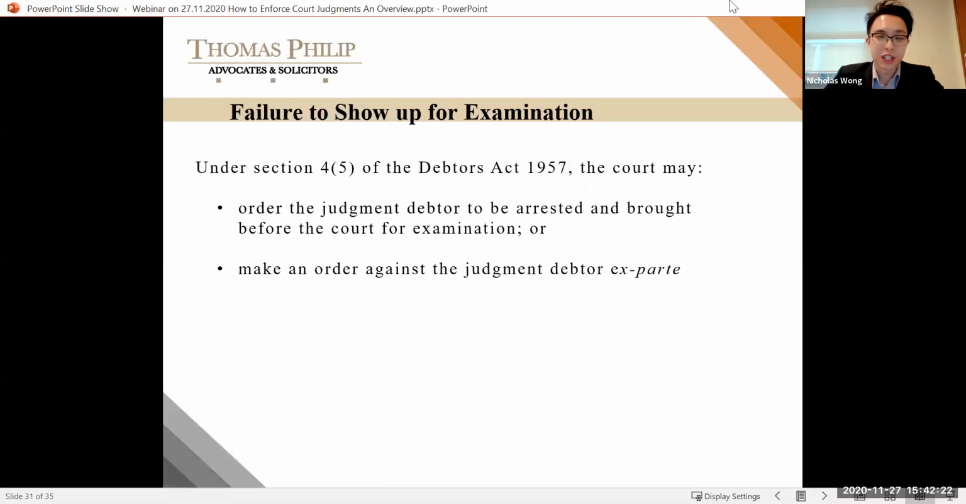Now, what happens if the JD doesn't show up? Right, very simple. They don't show up, they may be arrested. An order of arrest may be issued by the court so that they can drag you to court forcibly, or they may even make an order against the JD ex parte, meaning without him being in attendance. So it's not something you can easily evade. If you are served with the order to show up at the hearing, then it is best that you do so. And if you don't, you also best have a reason why you're unable to attend.